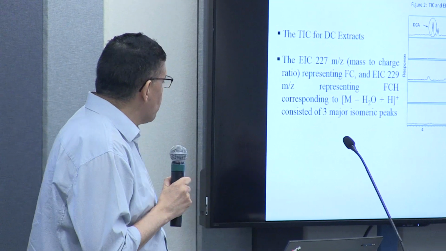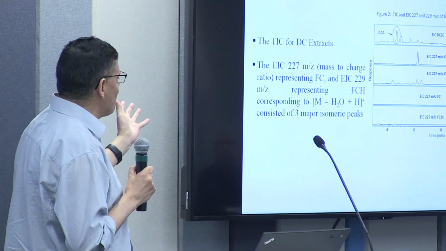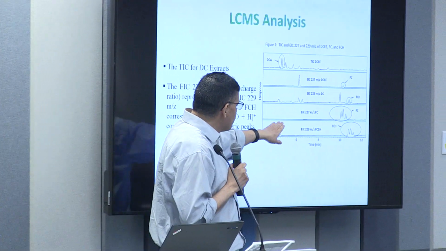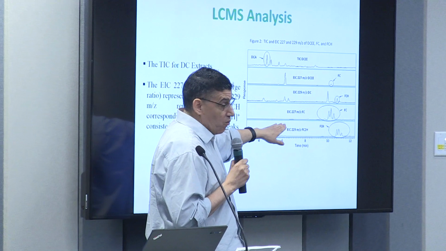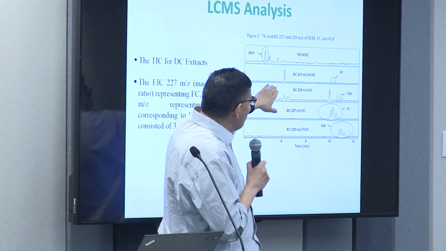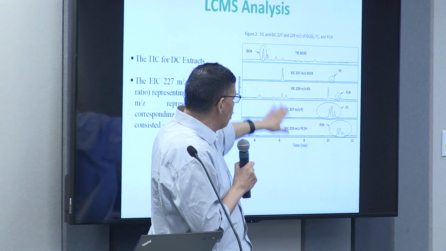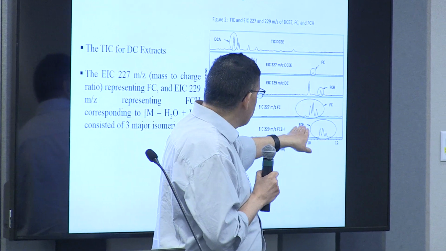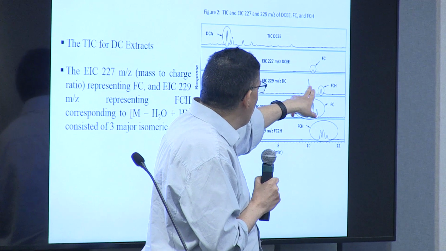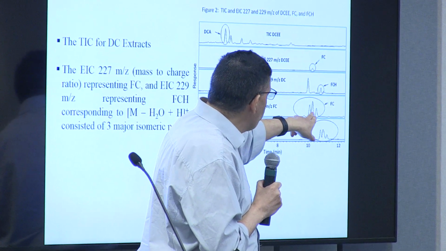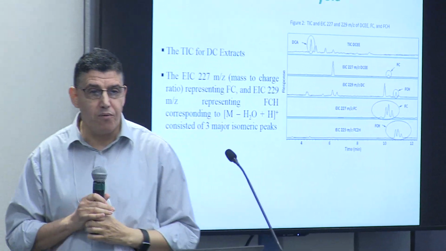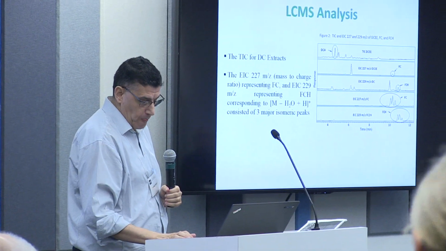So this is the LCMS analysis. I'm not going to go over this in detail. These are the LCMS chromatograms of the synthesized compounds, and these ones are for the extracted compounds. We proved that FCH, this is with a single bond, was present in the extracted compound, and FC was present in there as well. So this is in terms of the chromatographic analysis.